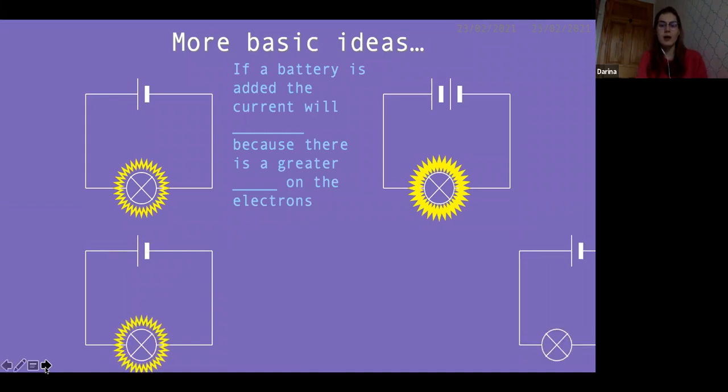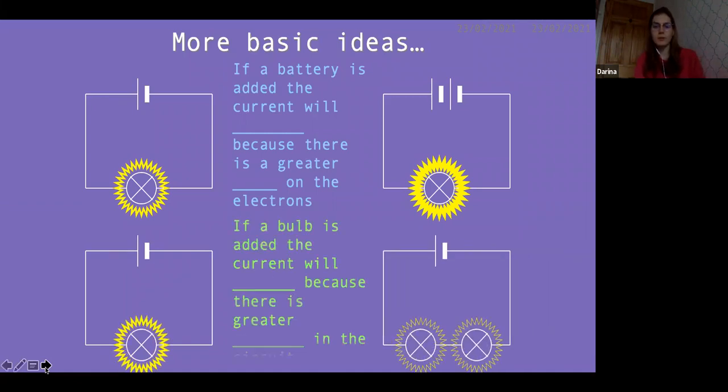This time, we have got two bulbs in a circuit. I want to say, if a bulb is added to the same circuit, what will happen to the current? If you add a bulb, what will happen to the current? And why? Whatever you're thinking, why will it happen?